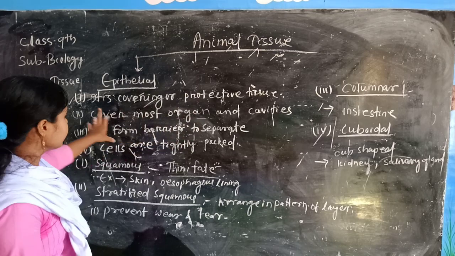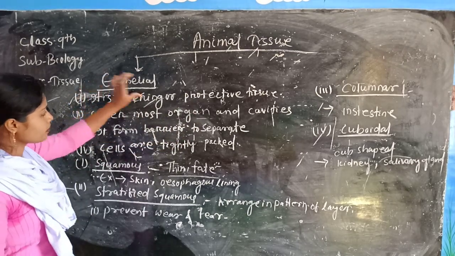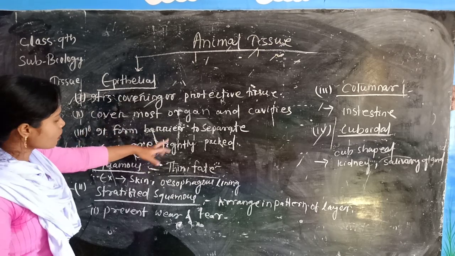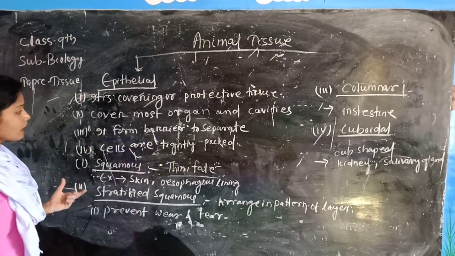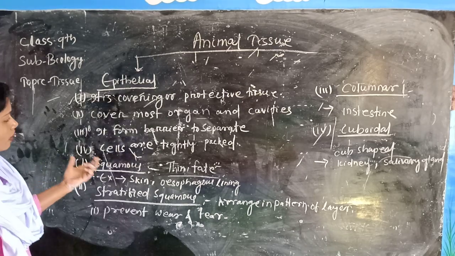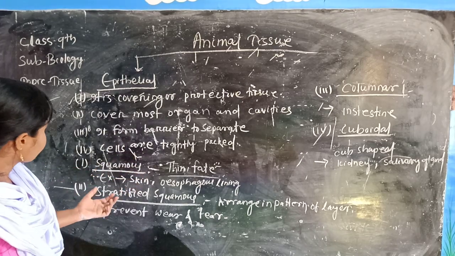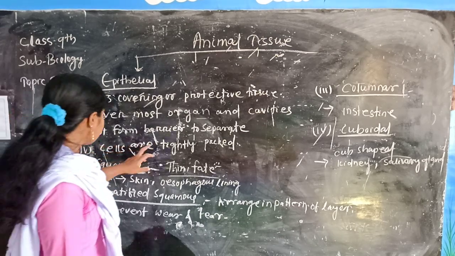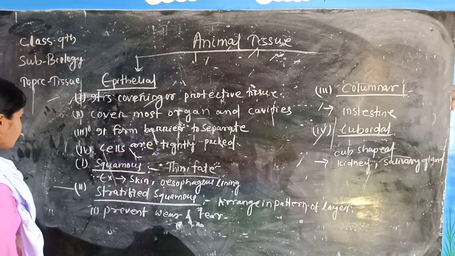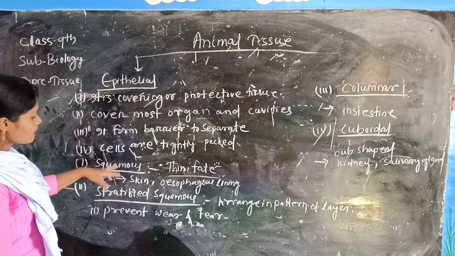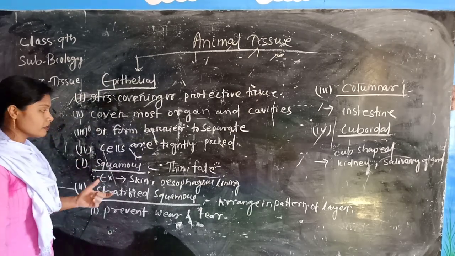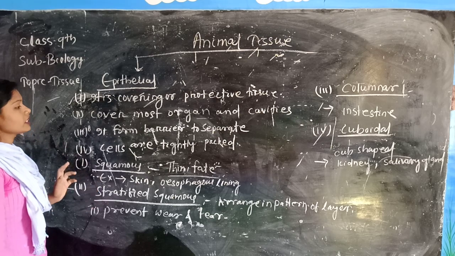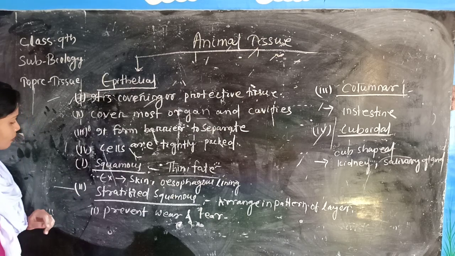Epithelial tissue is covering or protecting tissue. It covers our body and protects our body from mechanical injury. Covers most organs and cavities. It forms a barrier to separate different systems. The epithelial cells are tightly packed, and in between mostly no intercellular spaces or cementing substance are present. It is of four types.